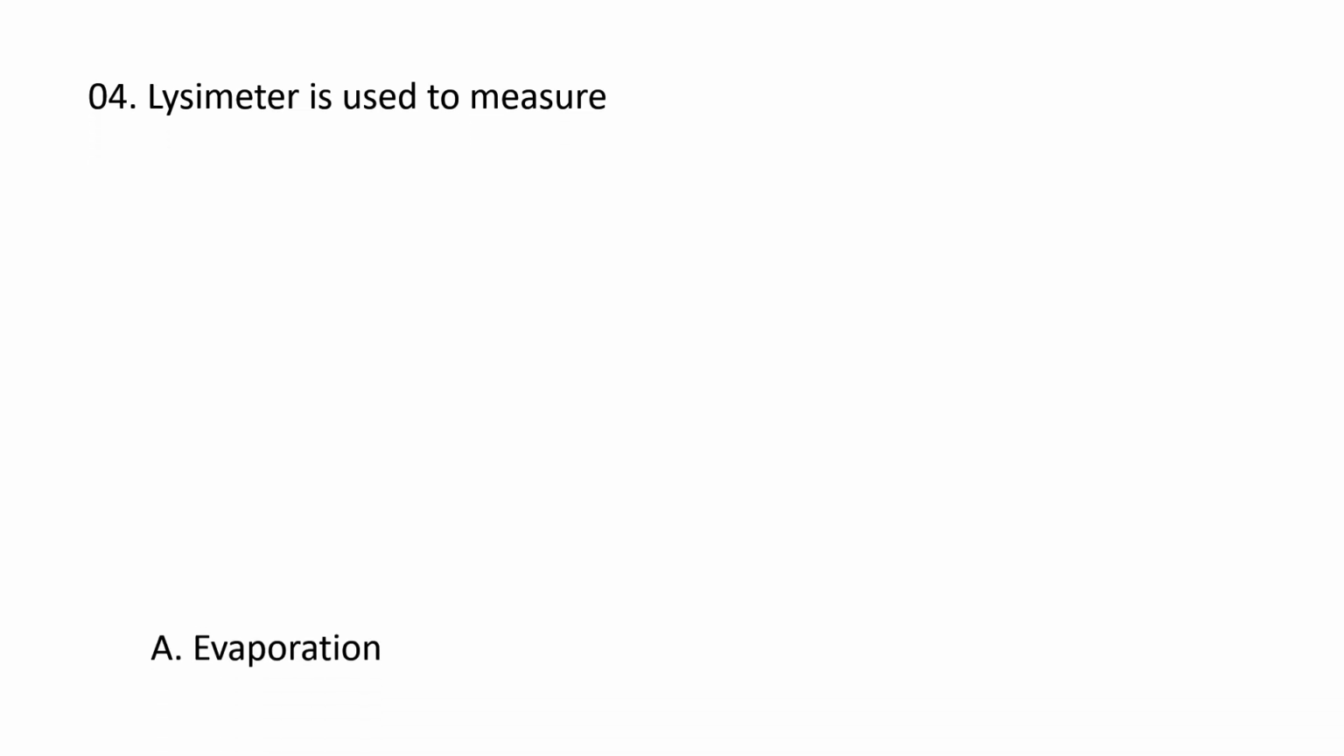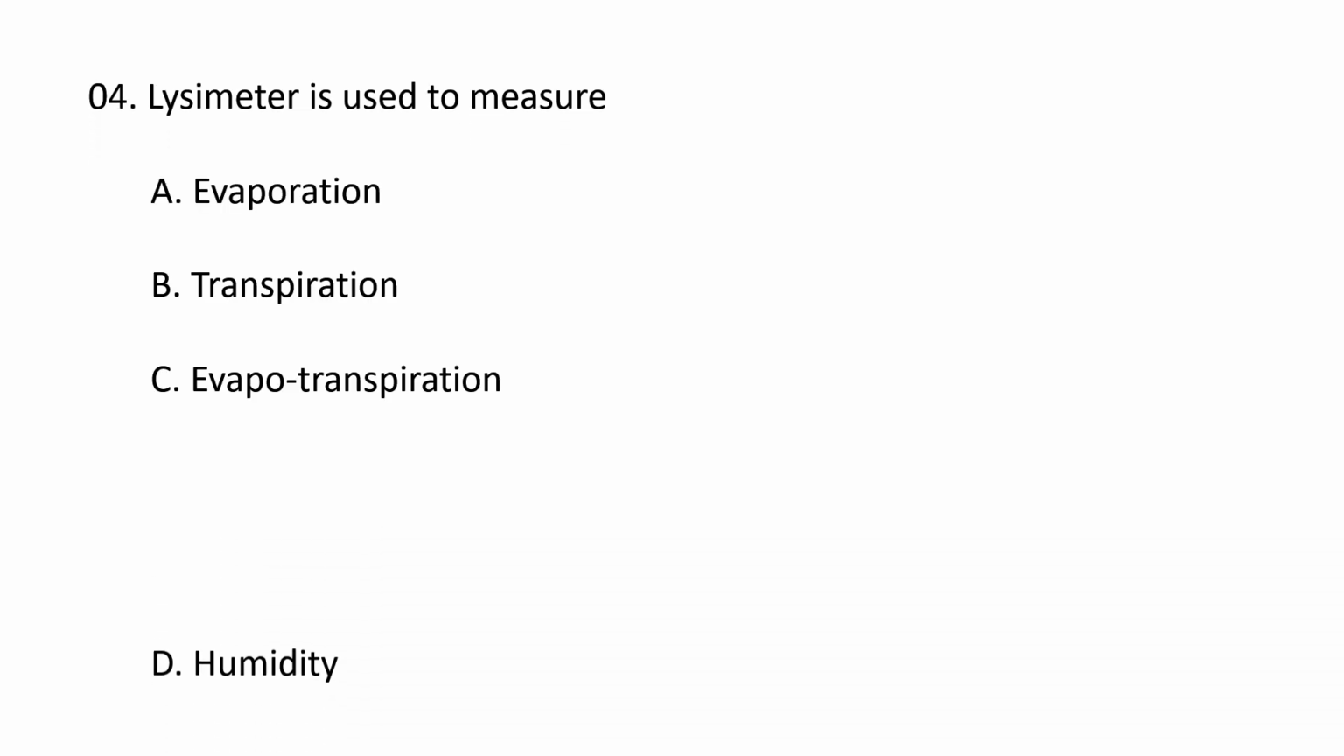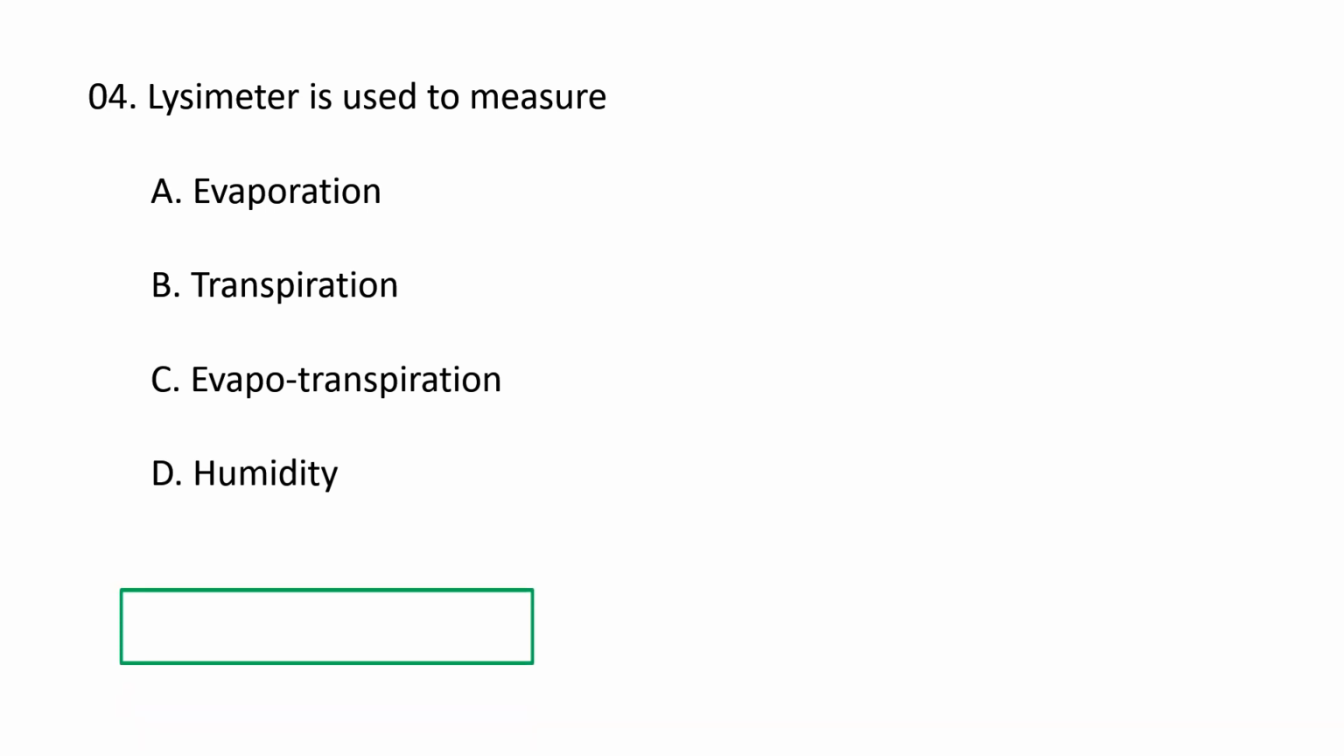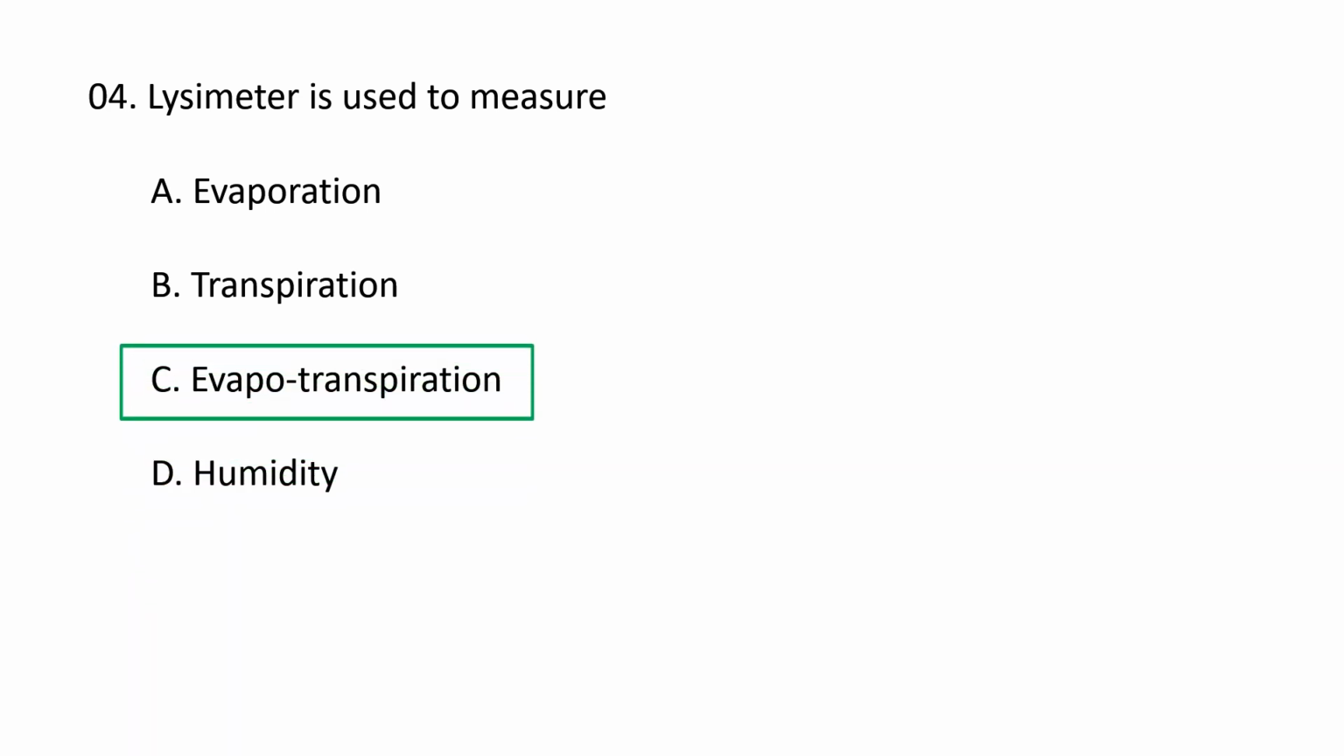Lysimeter is used to measure A. Evaporation, B. Transpiration, C. Evapotranspiration, D. Humidity. So lysimeter is used to measure evapotranspiration. A lysimeter is a measuring device which can be used to measure the amount of actual evapotranspiration which is released by plants, usually crops or trees.